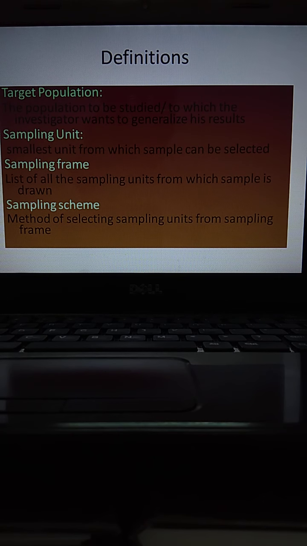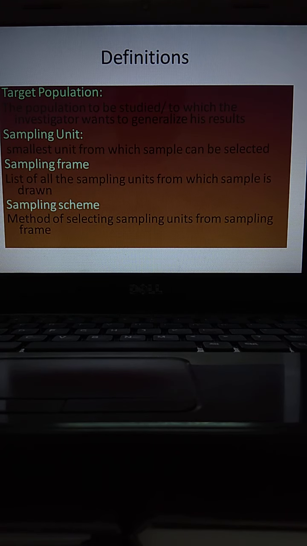Sampling unit: the smallest unit from which a sample can be selected. In the auto rickshaw example, every auto rickshaw becomes the sampling unit. In the university case, all the students are the sampling units, from which the desired information can be extracted.